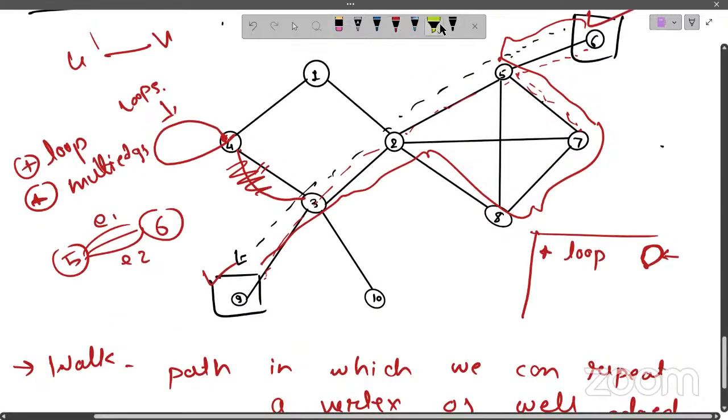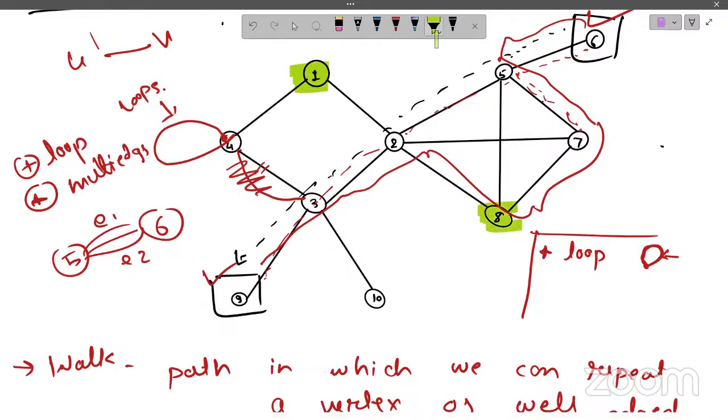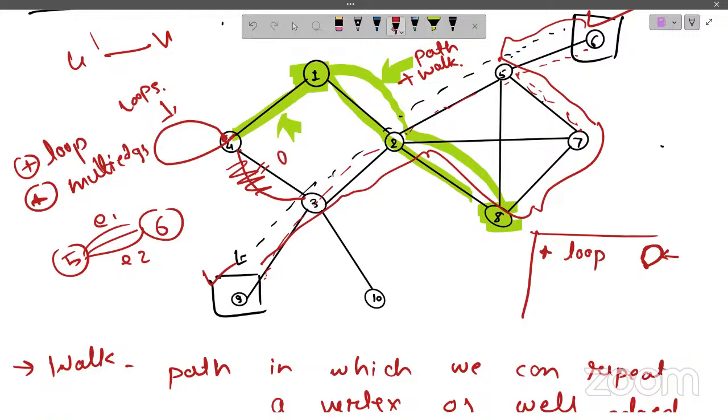For example, here, if I want to walk from 1 to 8, and I travel through 2 and then 8, then this is a path and also a walk. And if I want to travel again from 1 to 2, and I go to 4, then come back to 1, then go to 2, then go to 8, then this is a walk. So basically in a walk, we can repeat a vertex, but in a path, we cannot repeat a vertex. Okay. So this is a walk from vertex 1 to vertex 8.